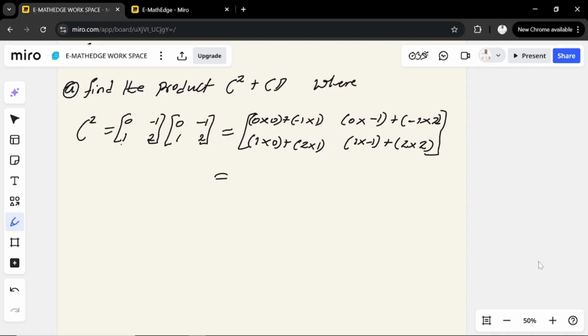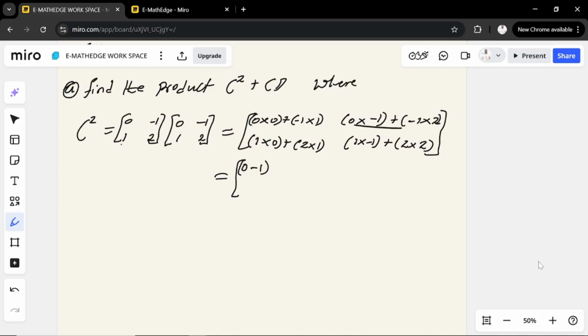To simplify this matrix further, we are going to multiply the elements in the brackets and add them to each other. So we are going to have 0 multiplied by 0, which will give us 0, plus -1 multiplied by 1, which is going to give us -1. Automatically, this positive sign here is going to turn negative. Why? Because positive multiplying negative is going to be negative. So we are going to have 0 minus 1.